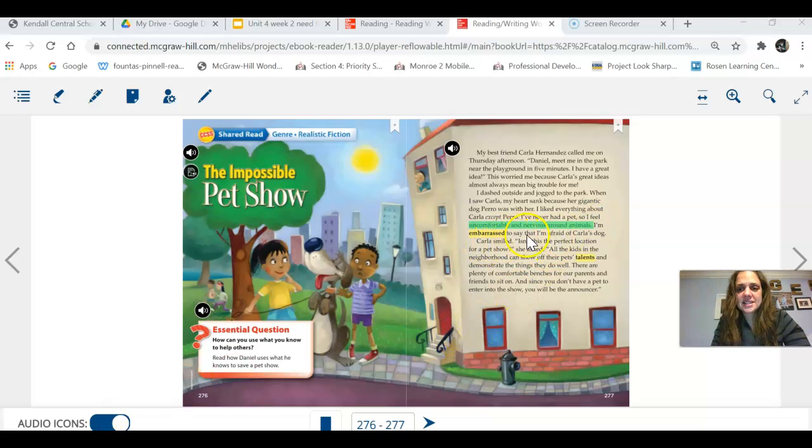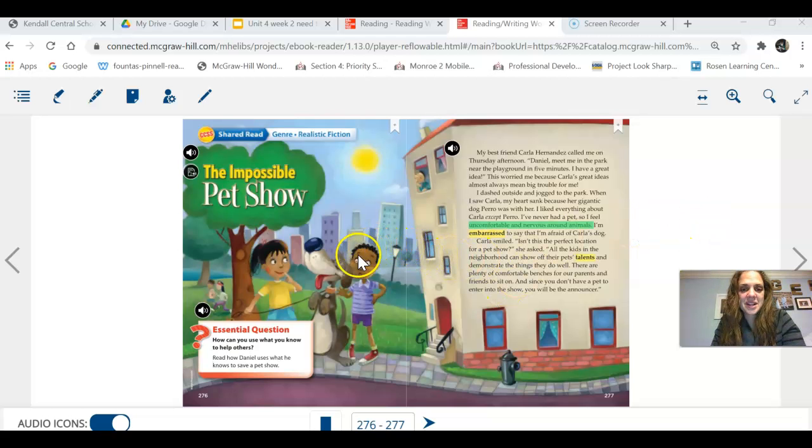I'm embarrassed to say that I'm afraid of Carla's dog. Carla smiled. Isn't this the perfect location for a pet show? she asked. All the kids in the neighborhood can show off their pets' talents and demonstrate the things they do well. There are plenty of comfortable benches for our parents and friends to sit on, and since you don't have a pet to enter into the show, you will be the announcer.